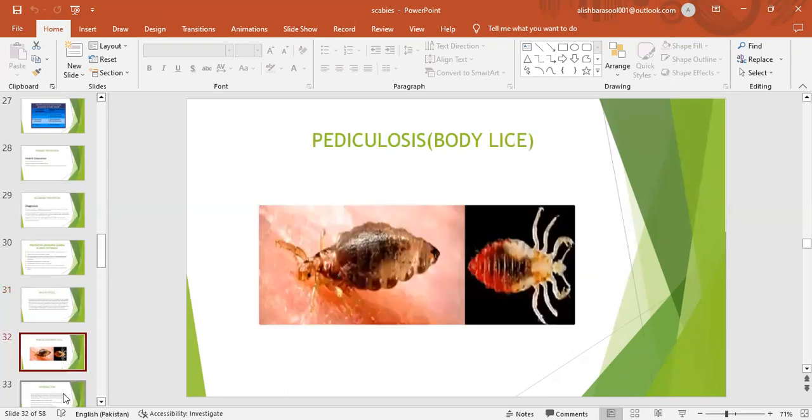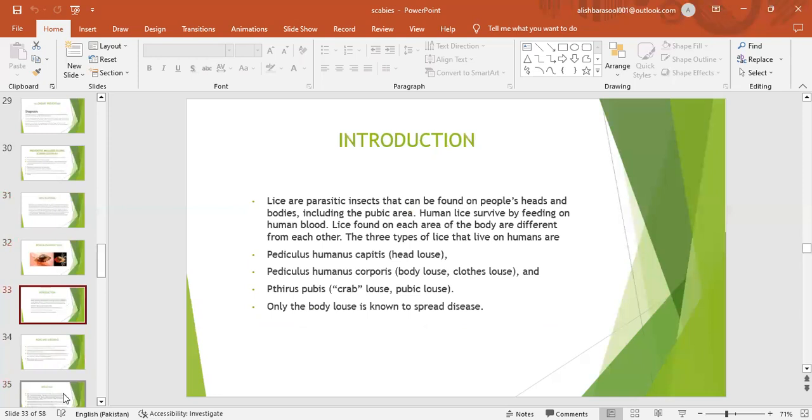Pediculosis, body lice. Introduction: lice are parasitic insects that can be found on people's heads and bodies, including the pubic area. Human lice survive by feeding on human blood. Lice found on each area of the body are different from each other. The three types of lice that live on humans are Pediculus humanus capitis, head louse; Pediculus humanus corporis, body louse, clothes louse; and Pthirus pubis, crab louse, pubic louse. Only the body louse is known to spread disease.